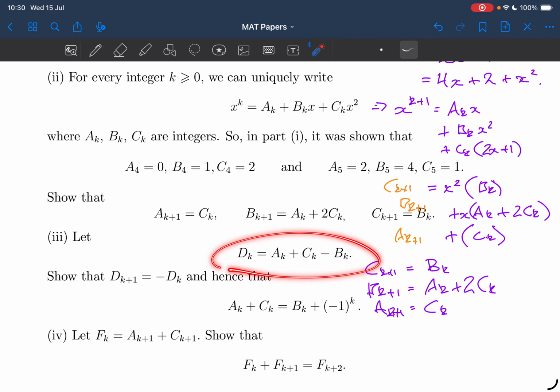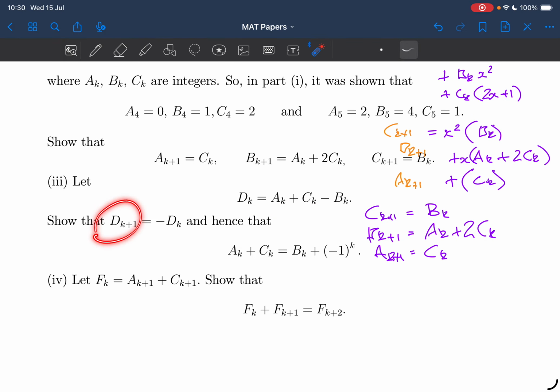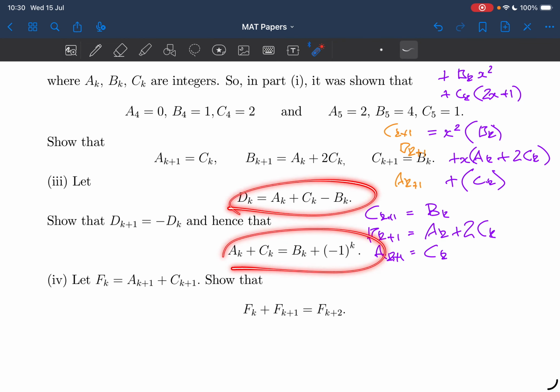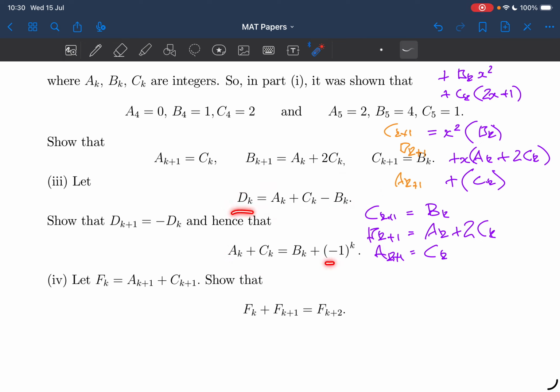Part 3 then. Let d equal to some combination of the bits that we have. Show that the next term of d is equal to the negative of the current one. Okay, and then show this thing. Just to note, this thing is the same as the one above, just rearranged ever so slightly, and we've replaced the dk with this. So we want to show basically that dk is equal to minus 1 to the power of k. So how are we doing that?